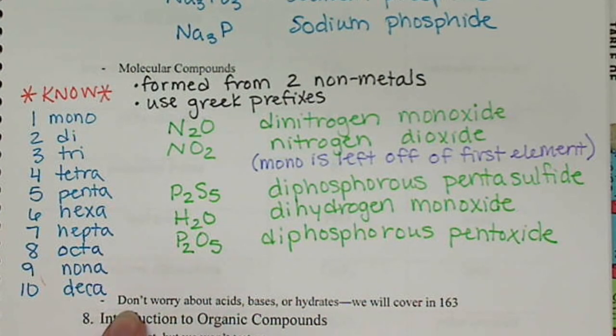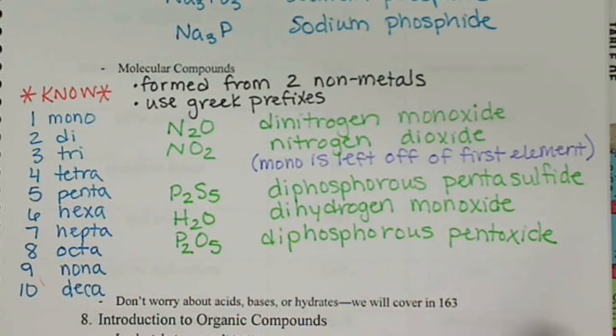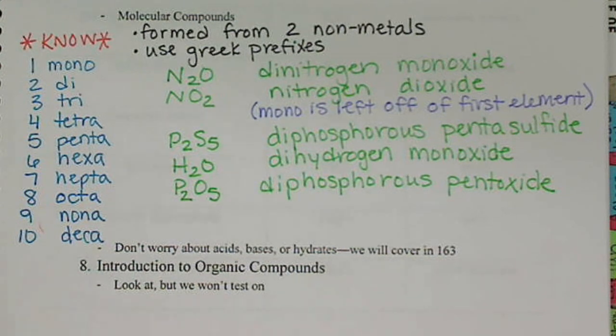Your book goes through talking about the acids, bases, and hydrides naming. Don't worry about this. I'm not going to test on it. I'm not going to require it. We will cover that in 163. About a third of the quarter of 163 is dedicated to acids and bases, so we'll learn the technical names then. For the most part, you're going to pick up on the names of the acids and bases just by being in a chemistry class.